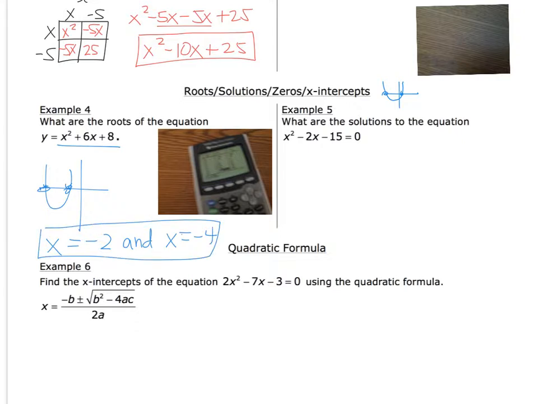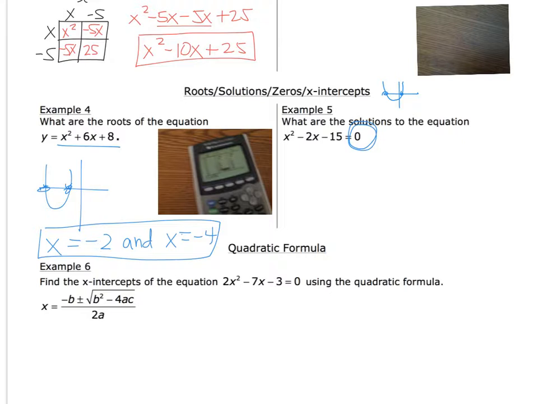Okay? On the right side of this thing, it says, what are the solutions to the equation? This is the same exact thing, they just ask it a different way. You might notice that it says it's equal to 0. Right? We always want it equal to 0. If it's equal to a number, on example 4, it just had a y equals, but on 5, if it's equal to a number, that number needs to be 0.